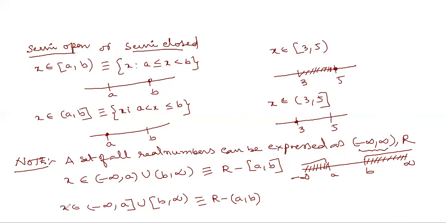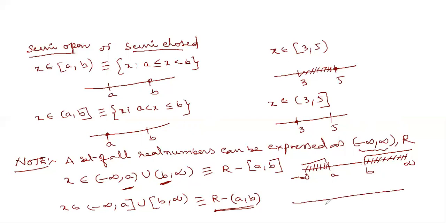Now let us see another one. X belongs to minus infinity to closed A union closed B to infinity. So what is the meaning of this? Same idea here. That means here A is included and B is included. In the previous case, A is not included, B is not included. So that can be written as R minus open AB. It's a very simple idea.